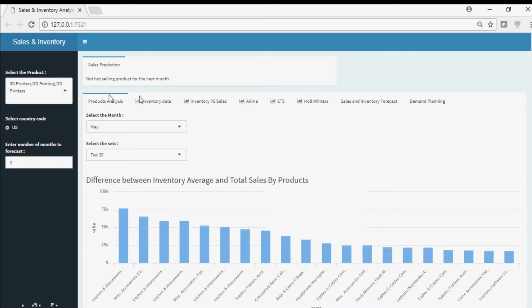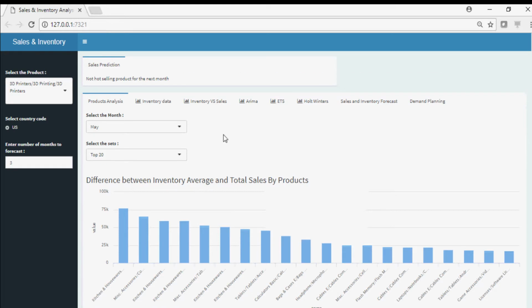In this tab section, the first two tabs are descriptive analytics, which means what happened in the past. The three tabs here are different time series models: ARIMA, an auto-regressive integrated moving average model, ETS, exponential time series model, and Holt-Winters. And finally, in the demand planning section, we do what-if analysis. So let's go through it.